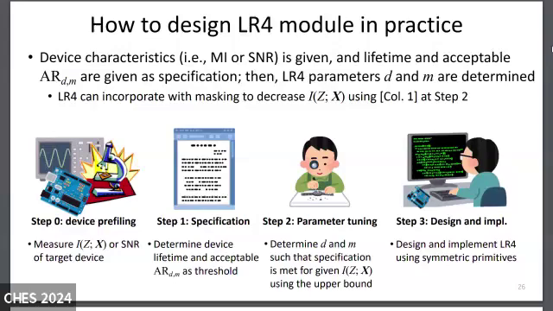So finally, we design and implement the LR4 module using symmetric primitives. I mean here, corresponding to the random oracles and payload encryption. Here, a major instantiation of random oracles can be a one-way hash function, such as SHA-3, with a domain separation.